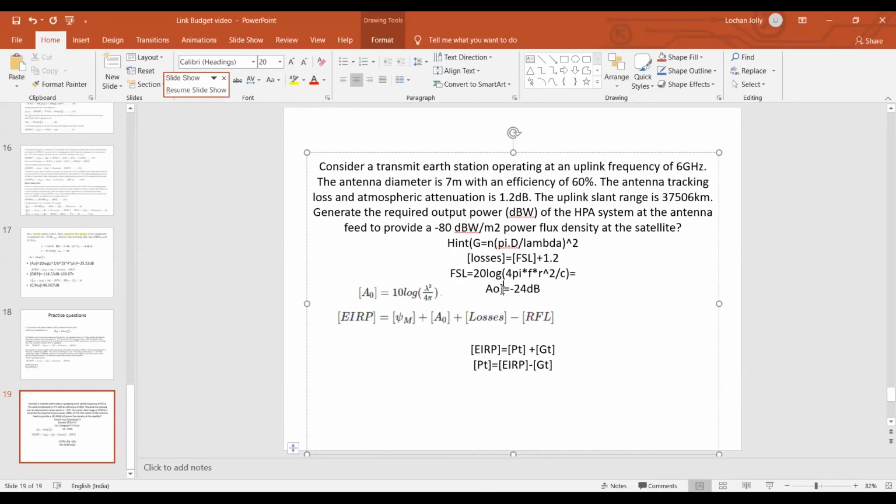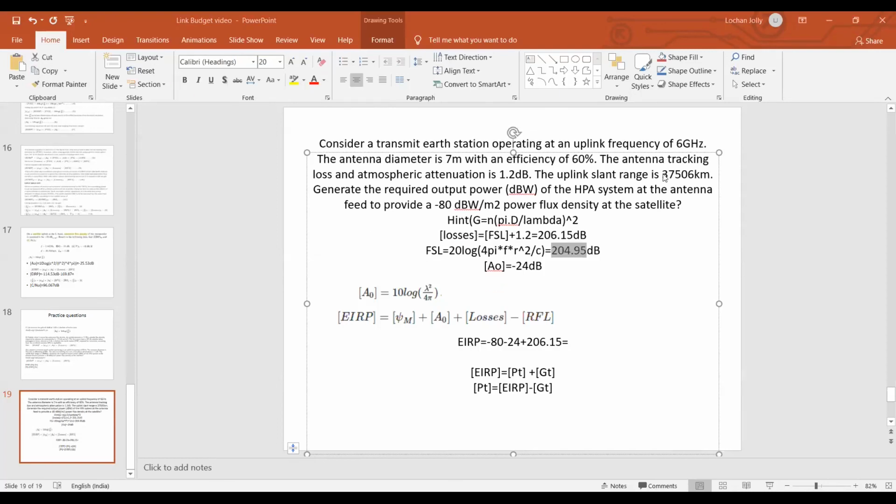204.95. 204 आ रहा है बराबर. Yes, ma'am. 204.95 dB. ओके, सो लॉसेस कितने हो गए तुम्हारे? 206.15, करेक्ट? Ma'am, it is coming as 350.968. हाँ, कितना वैल्यू सब्स्टिट्यूट करते हैं? 350.96. 350 बहुत ज्यादा है कीर्ति.